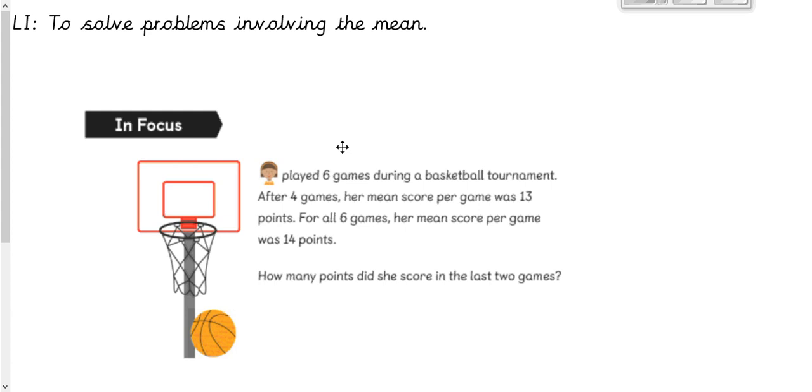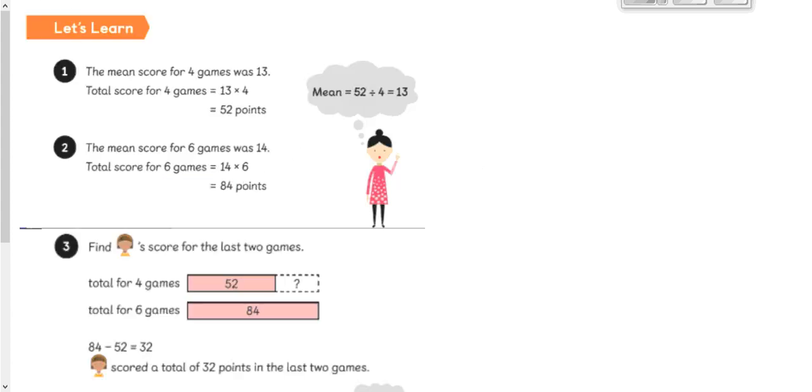Doesn't make a lot of sense how we get there at the minute, but when I show you a method, it'll be really, really clear. So, first thing we do, the mean score for 4 games we were told was 13. So we need to find out how many points she scored over those 4 games. So we're going to almost do the mean, but in reverse. We're going to use the inverse.